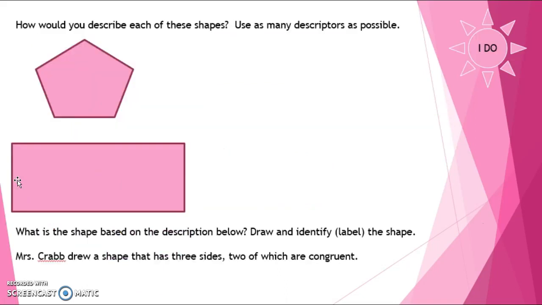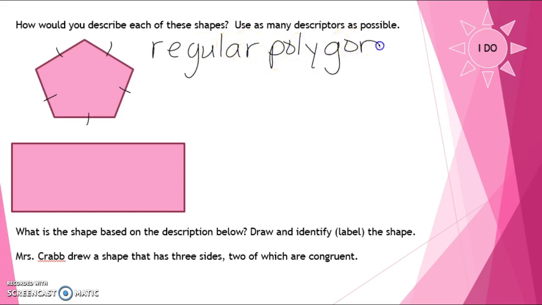Let's practice. How would you describe each of these shapes? Okay, 1, 2, 3, 4, 5 sides. And then, okay, I'm going to erase this and make it a little more clear to you. This is a regular polygon and a pentagon. It's a pentagon because it has 5 sides. It is a regular polygon because all 5 sides are congruent. All of the sides are the exact same length.